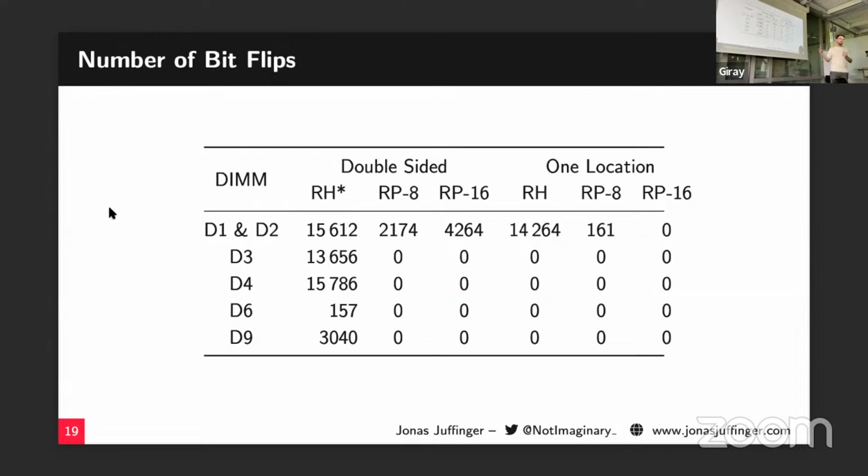These are the number of bit flips you got. So here we see that double-sided RowHammer definitely works best. We got most bit flips when RowHammering double-sided. Double-sided RowPress also works pretty well. Then we have one location RowHammer, which is quite interesting. We saw many bit flips there. And one location RowPress didn't really work well. So there are almost no bit flips.